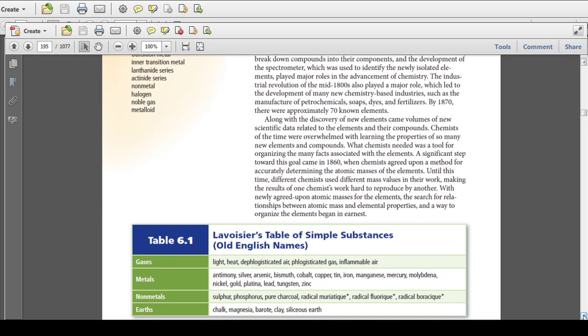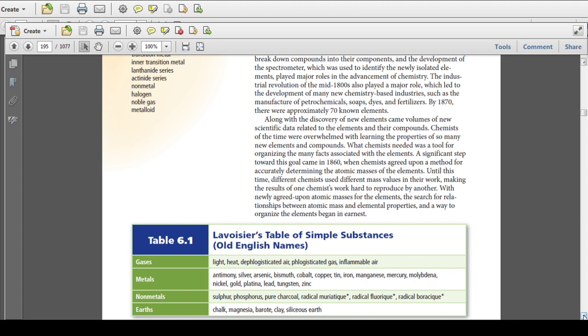Along with the discovery of new elements came volumes of new scientific data related to the elements and their compounds. Chemists of the time were overwhelmed with learning the properties of so many new elements and compounds. What chemists needed was a tool for organizing the many facts associated with the elements.